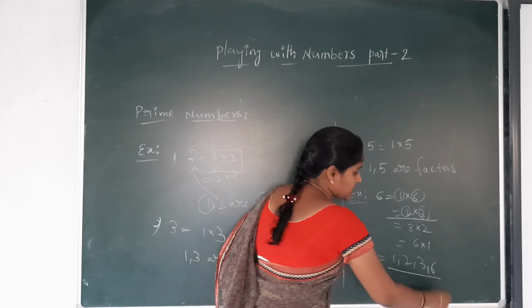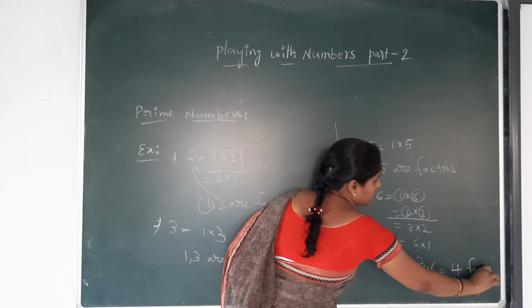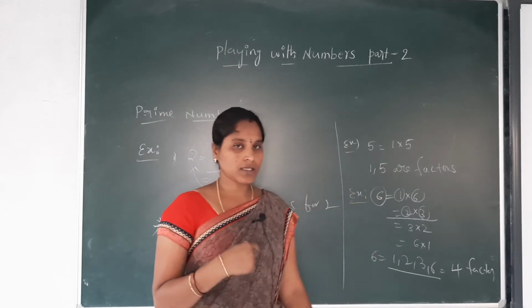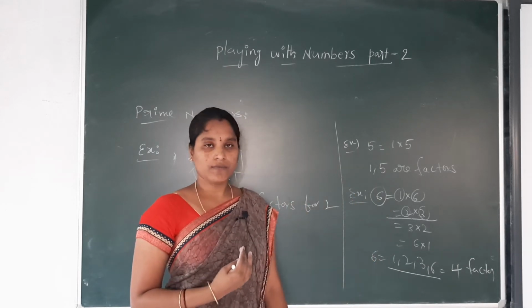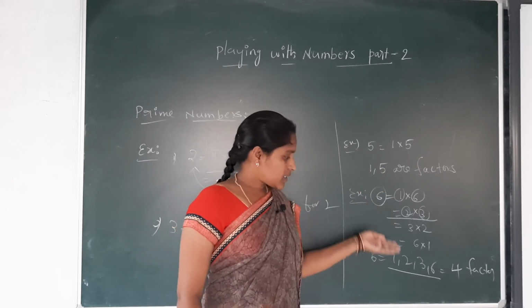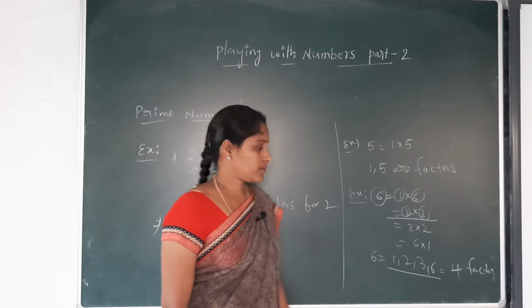How many factors here? 6 has 4 factors. So this is not a prime number. Only having 2 factors, that is, 1 and itself, then the number is a prime number. Here 6 has more than 2 factors. So 6 is not a prime number.